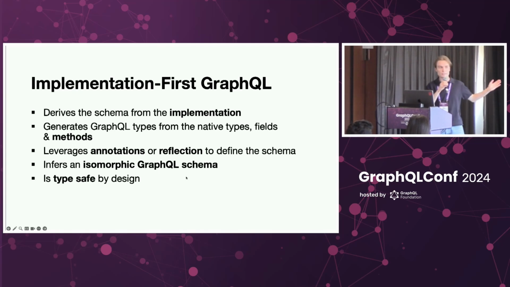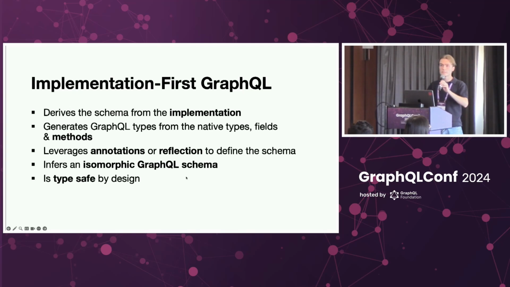As you've just seen in this example, we had the GraphQL object type annotation and the GraphQL field annotation. And based on these annotations, you're able to infer an isomorphic GraphQL schema. So basically, for each Hack type in this case, or TypeScript type, you receive a GraphQL schema type. And this makes it all type-safe by design, solving the problems I've just presented in the first step.